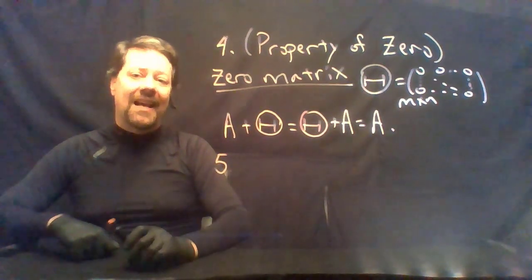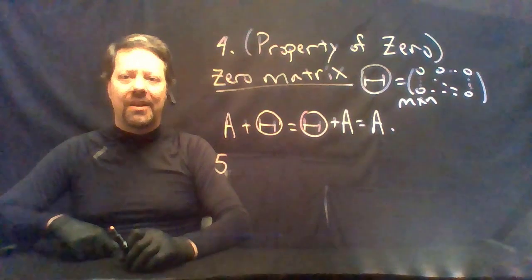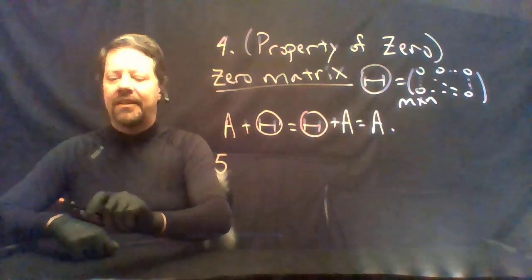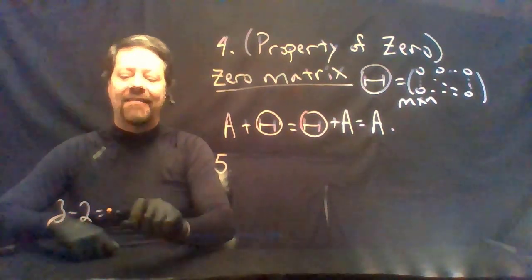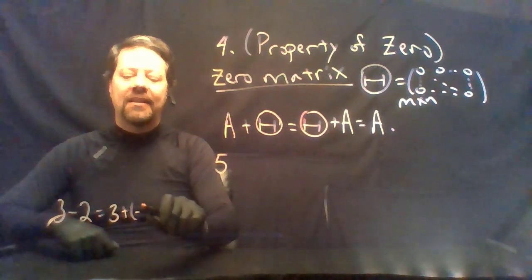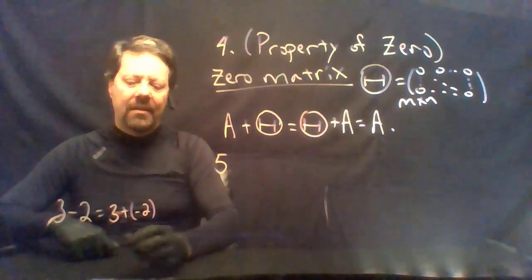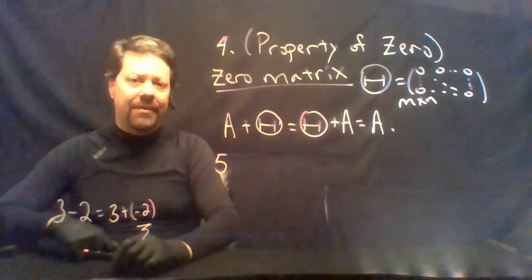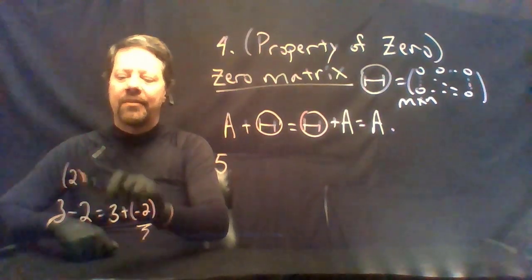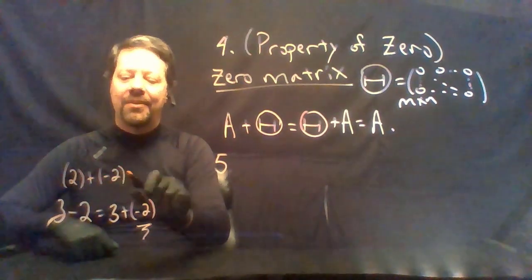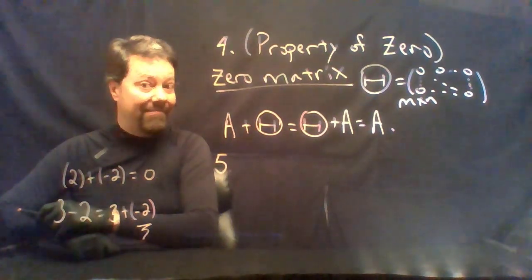Now, there do exist additive inverses, which allows us to talk about subtraction. If I have 3 minus 2, I can think of that as 3 plus the additive inverse of 2. What do I mean by the additive inverse of 2? It's the thing when I add to 2, I get 0.